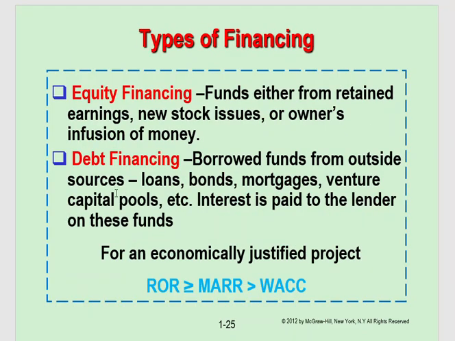Last topic, quickly, financing can be of two kinds. We have equity financing. Here, you have to have something in order to get a loan. We call it equity, okay? So you have to get it from your earnings, if you have stocks, if you own something. Borrowed money we call debt financing, okay? Debt financing is borrowed funds from outside sources, like loans, mortgages, venture capital. This we call debt financing, okay? Debt financing.